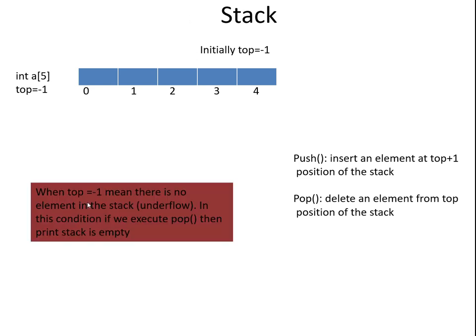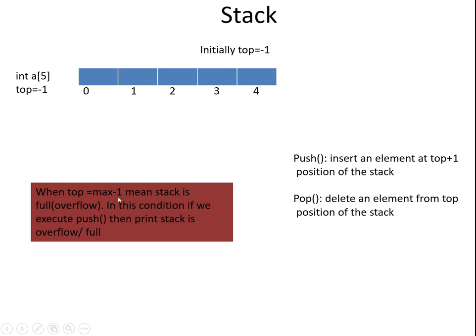When top is equal to -1, that means there is no element in the stack, and this condition is known as the stack underflow condition. In this condition, if we execute the pop operation, it will print that the stack is empty.